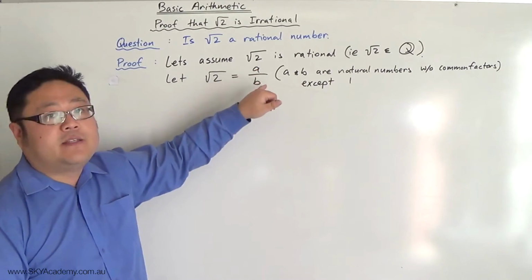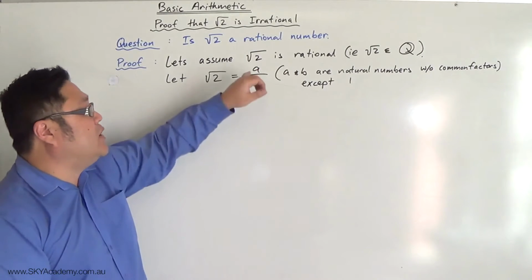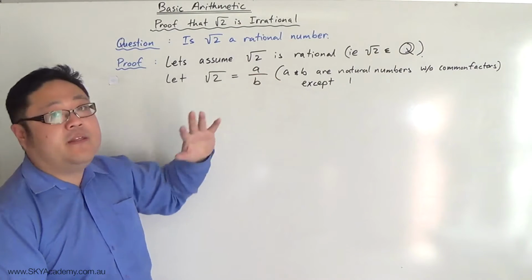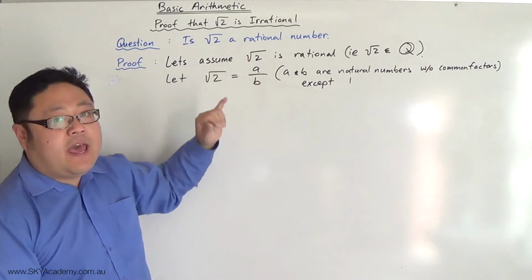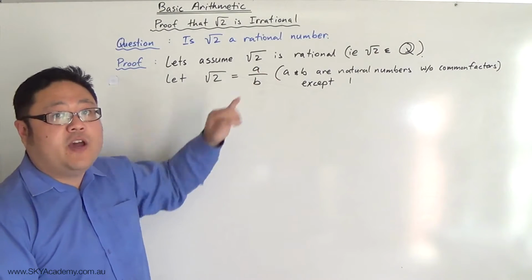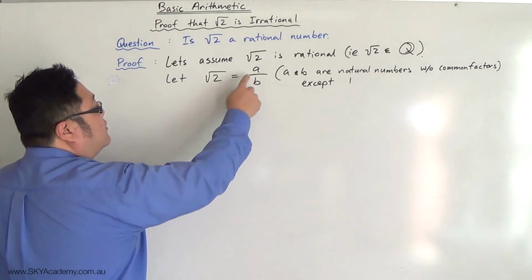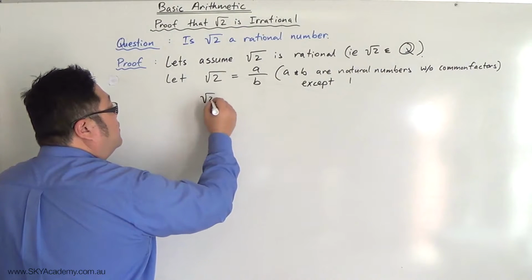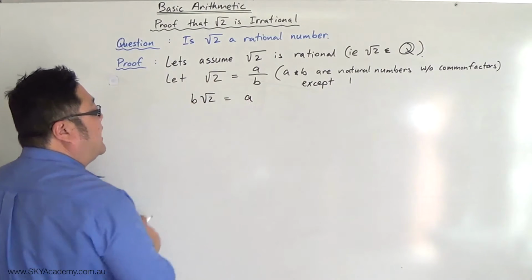If there were common factors, then you could simplify a and b down to other smaller numbers, which would then not be a and b. Does that make sense? It's very important, and this is the crux of the proof, that a and b have to be simplified to the lowest terms. a over b must be simplified to the lowest terms. So let the square root of 2 equal a over b, which means b times the square root of 2 is equal to a.